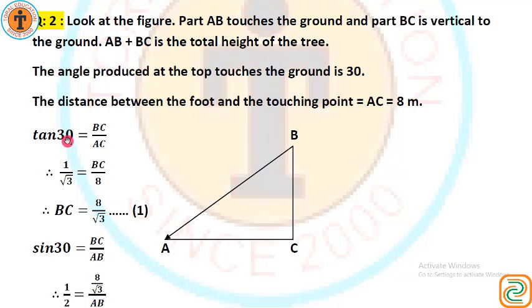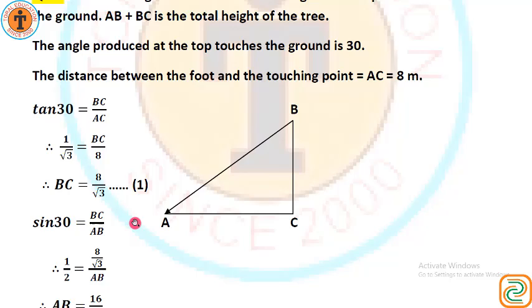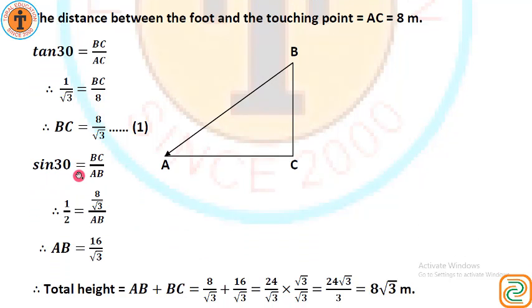So friends, tan 30 equals opposite side upon adjacent side. Opposite side BC upon adjacent side AC, because 30 is here, so the opposite side is BC and the adjacent side is AC. The value of tan 30 is 1 upon root 3, equals BC upon 8. So if we take 8 here, then BC equals 8 upon root 3. This is result number 1. Similarly, take sin 30. Sin 30 equals BC upon AB, opposite side upon hypotenuse.